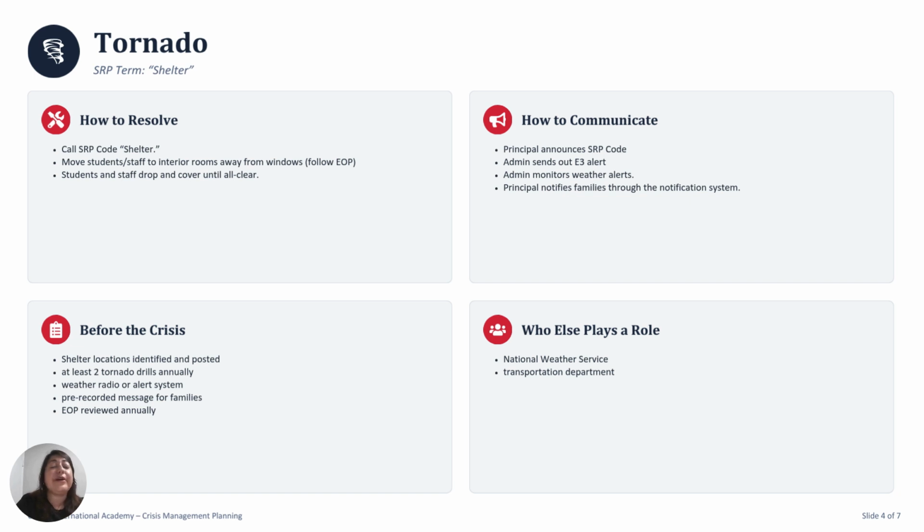So how we communicate that is I'm going to call the SRP code over the intercom if possible, depending on our location. The front office may also assist me with this. Somebody on the administration team is also going to send out that E3 alert that you will get immediately to your phone. Please make sure that you have the E3 app downloaded on your phone as well as on your desktop. So not only will you get phone alerts, but you will get desktop alerts in case your phone is misplaced or not charged, just to have a backup.